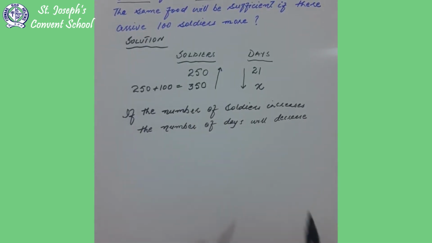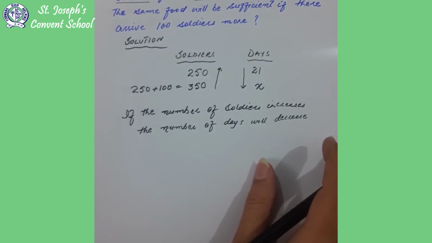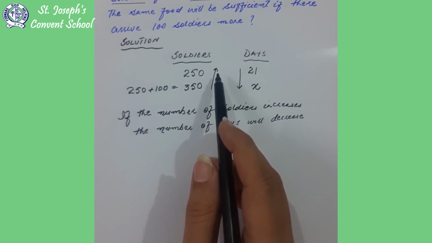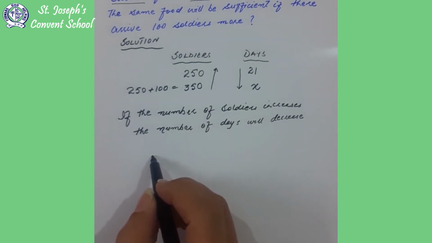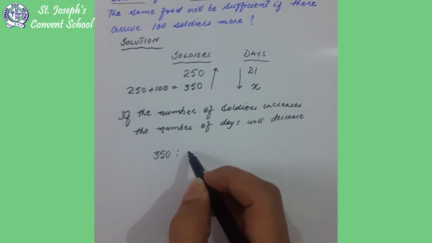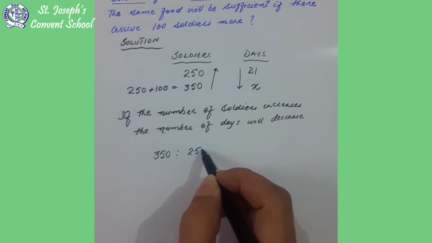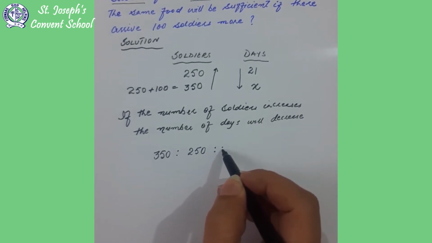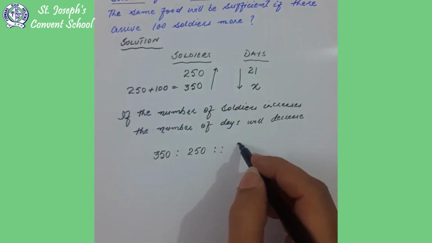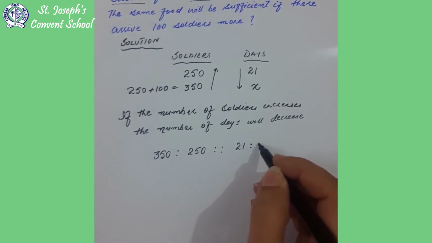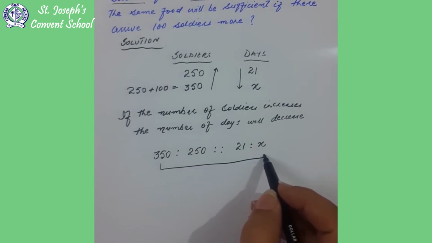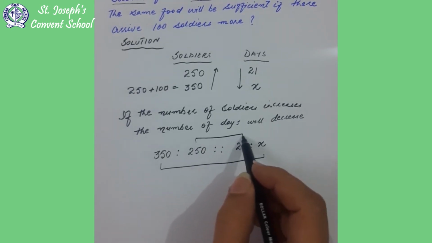Now let's write it. Start with the tail. You can see that the tail is here. From here we will start till 250. So we'll write 350 first. 350 is to 250. Then proportion. Again start with the tail. 21 is to x. 21 is to x. Same formula of proportion.